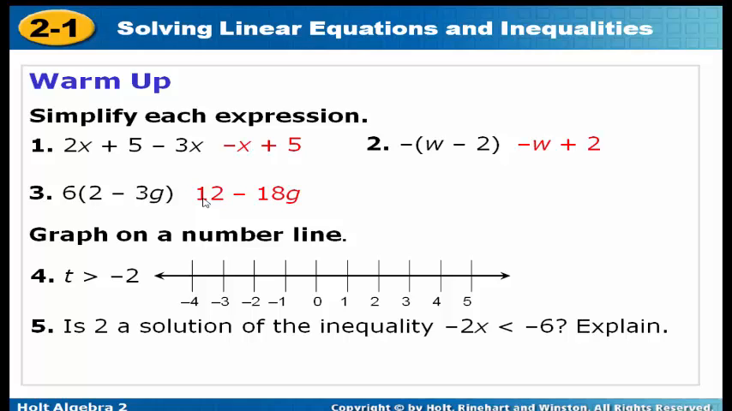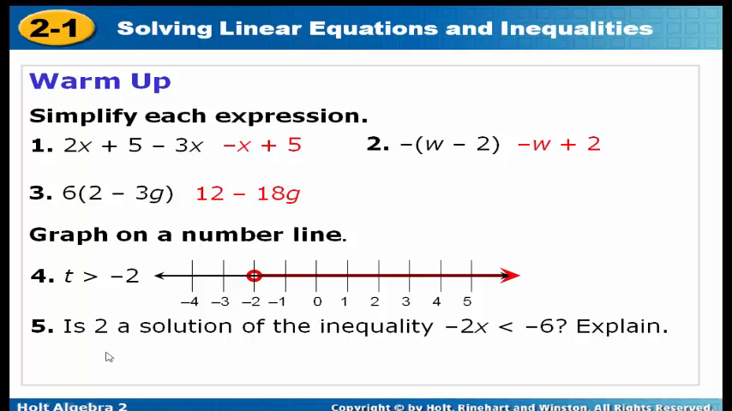Graph on a number line. t greater than negative 2. Where is negative 2? Negative 2 is here, but it's greater than only, not greater than or equal. So draw a circle on negative 2, but it's open because negative 2 is not included, and then greater than in the positive direction, in the right direction. So from negative 2, open, to positive infinity.